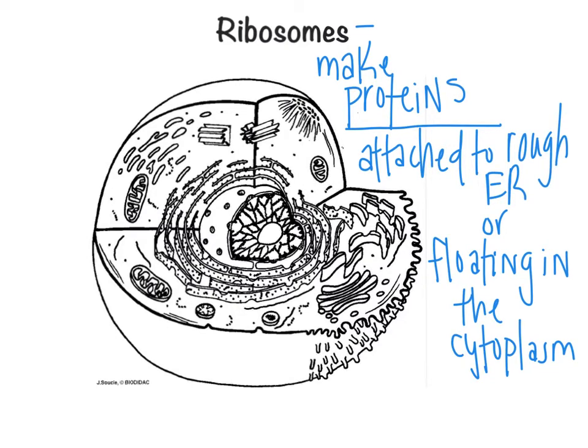So let me get my little arrow here. If you see, these are all ribosomes here that are attached to your rough ER. But also you see these little dots out here in the cytoplasm. Those are also ribosomes, all these small little dots. So ribosomes can be in one of two places. They can either be attached to the rough ER or just free floating in the cytoplasm. And just remember that they make proteins.